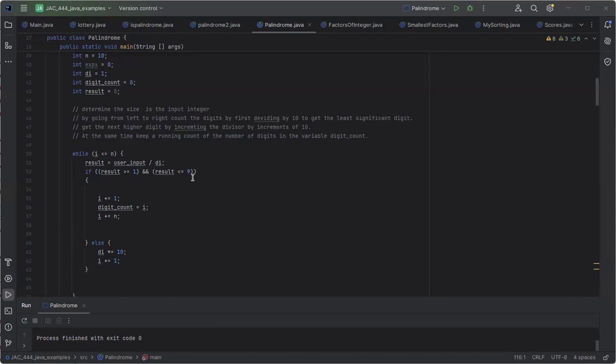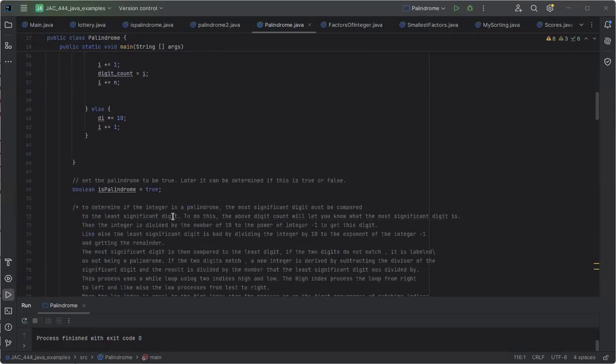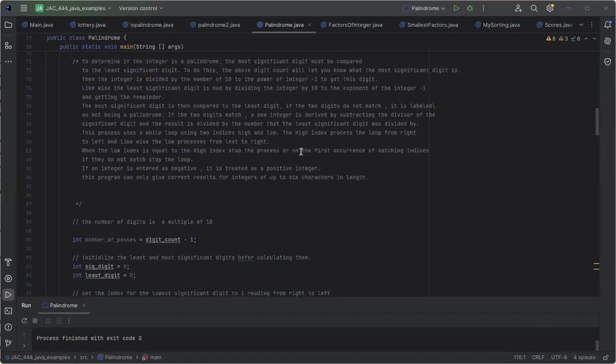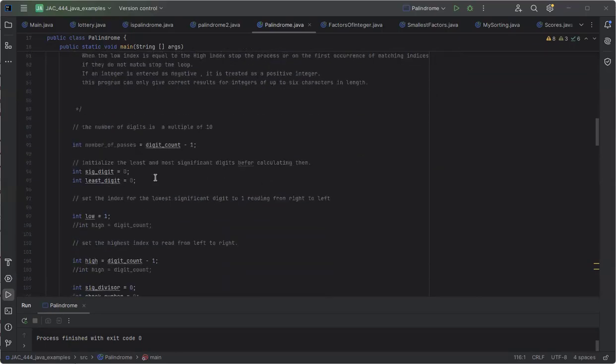The first time you start off with 10, you get the smallest digit. We count that digit. Then we go up to get how many hundreds. We count that in this digit count. And we keep doing that till we run out of digits, right? So that's how we determine the digit count, how many digits we got. Now, the trickiest part of this program is determining the most significant digit and the least significant digit.